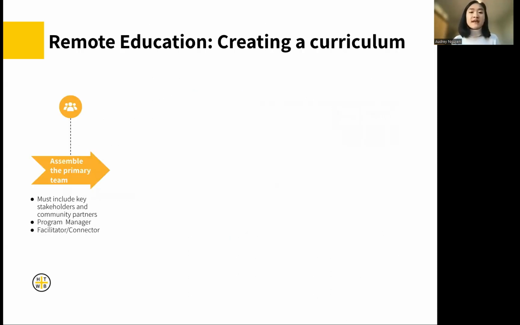Now that you understand the framework, we need a process to build the actual educational curriculum. So here's a guide on how to do this. First, create the primary team. Someone such as yourself should be assigned to lead the project and then coordinate across all the speakers and community stakeholders.